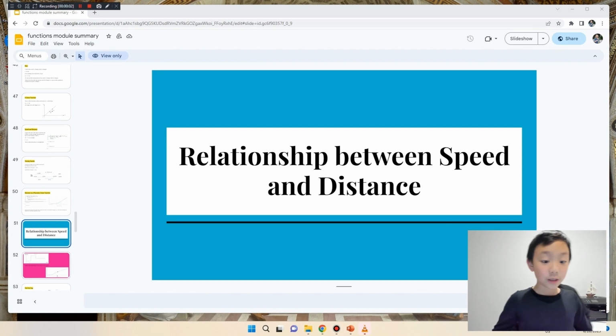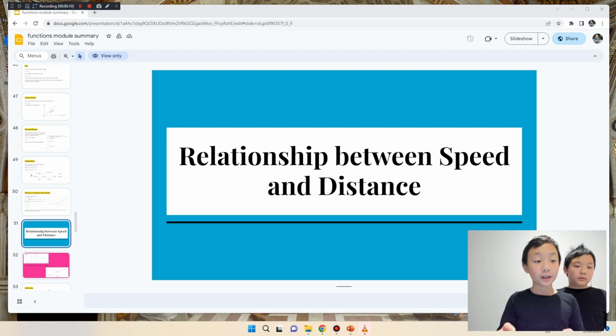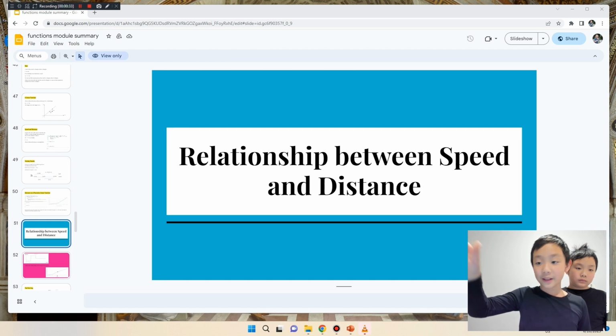Now we're going to be teaching you the relationships between speed and distance. But first, you know how you've been using d equals vt. That is assuming that v is a constant speed, like the speed is 3. But now v is going to be a changing speed. So it's going to be like 3, and then 5, and then 2. So it's going to be changing now.